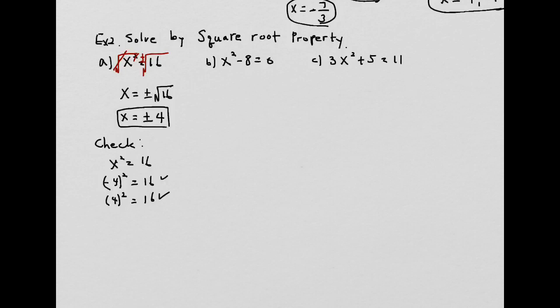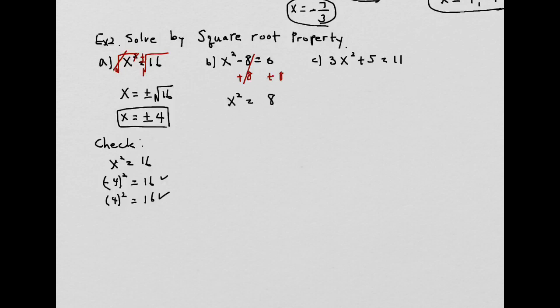What about the next one? Remember, the first thing you want to do is isolate the term with the square on one side. So you're going to start this problem by adding 8 to both sides. Then you will get x squared equals 8.